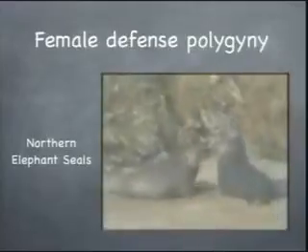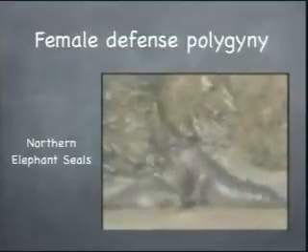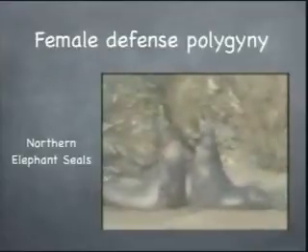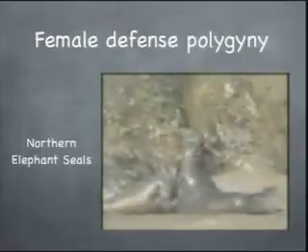Here's an example of female defense polygyny. These are northern elephant seals. What happens is that the females come to the beach, and these males will defend groups of females. Often the males will engage in these really big battles. The loser will slink off back to the ocean while the winner will stick around the beach and continue to mate with the females there. In these types of cases, the male typically is way bigger than the females, and it makes sense. The males that are reproducing are the ones who won these fights in the past.